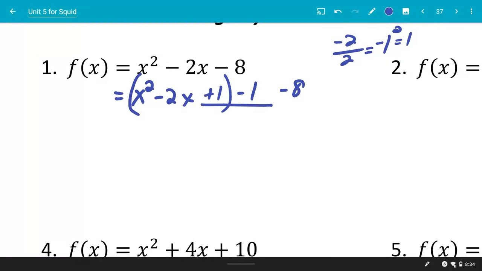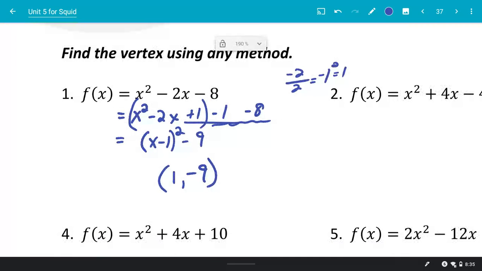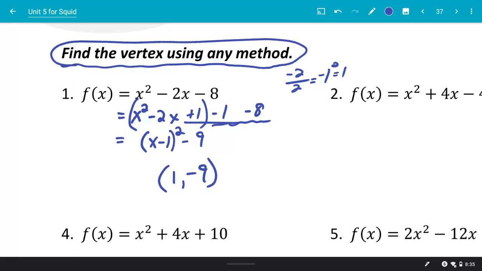What that did is cause the middle to be a perfect square trinomial, which I can factor: x minus 1 quantity squared. And then I can combine these two at the end, which is -9. Now that is in vertex form. For all I care, that's as far as I want to go. I want to know the vertex, which in this case would be (1, -9). In these homeworks, it said find the vertex using any method, which is exactly what we want to do. Okay?